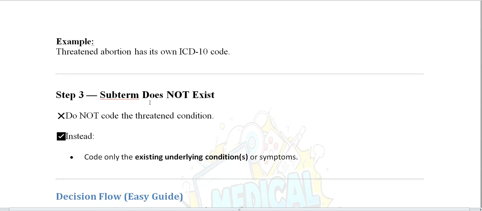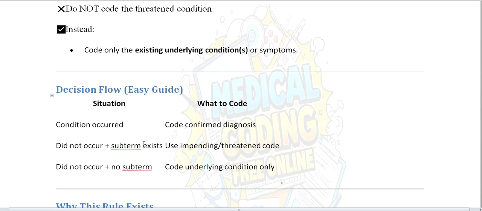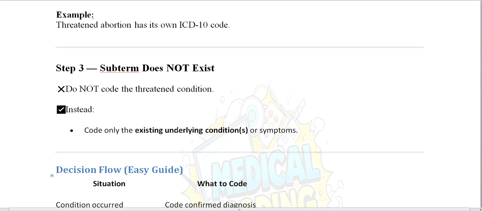Step 3: if a subterm does not exist, do not code the threatened condition. Instead, code only existing underlying conditions and symptoms. So, situation and what to code. Condition occurred: code the confirmed diagnosis. Did not occur, subterm exists: use the impending or threatened code. Did not occur, no subterm: code the underlying condition. This is the main important table for this.